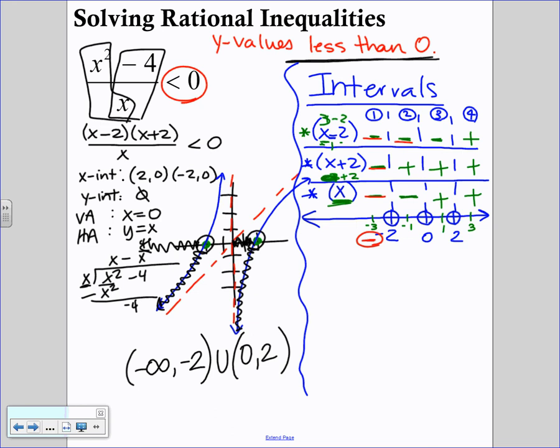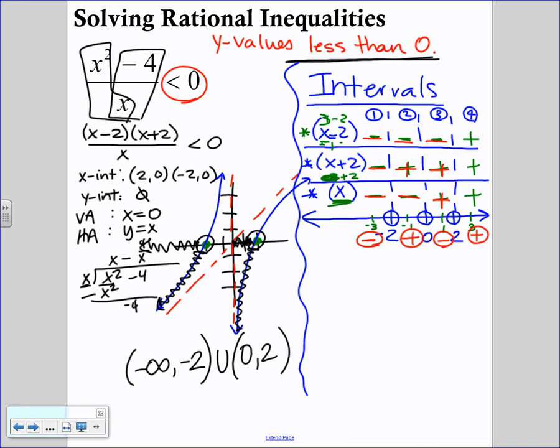A negative times a positive divided by a negative is overall positive because you've got 2 negatives. 2 negatives multiplied and divided together will give you a positive. A negative times a positive divided by a positive is negative overall. And then you've got positive times a positive divided by a negative, that's positive.